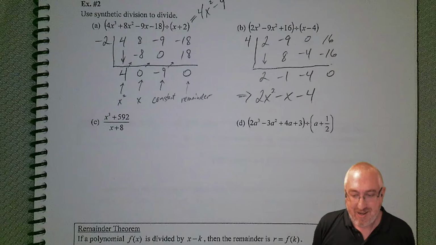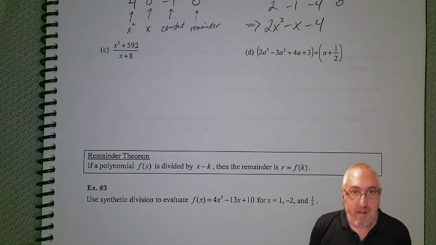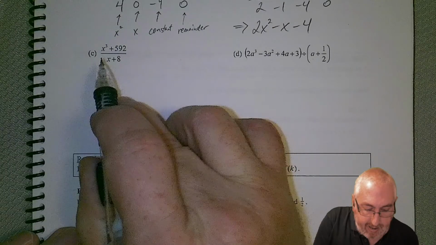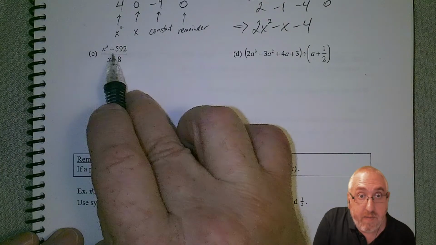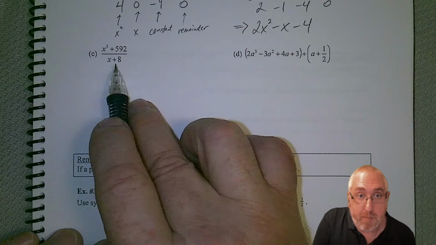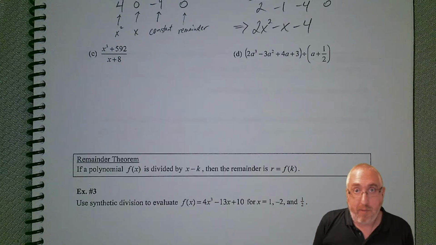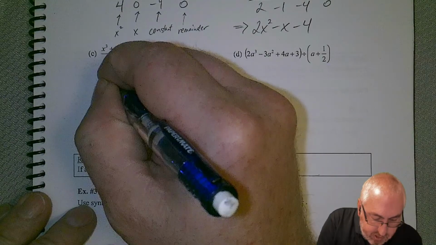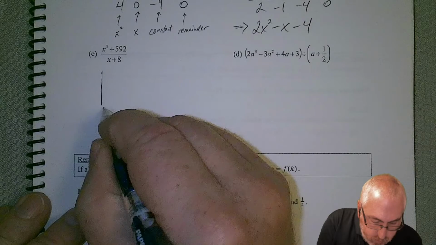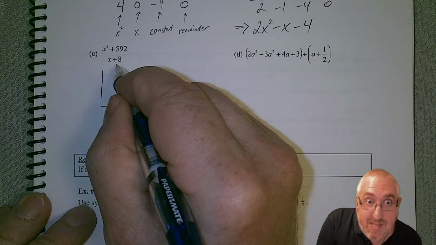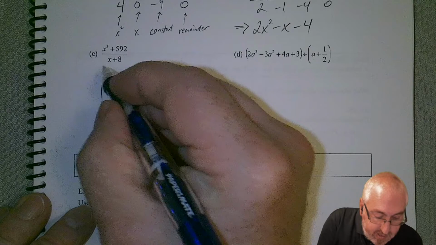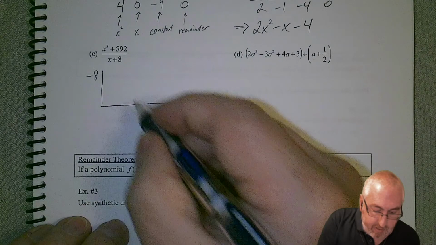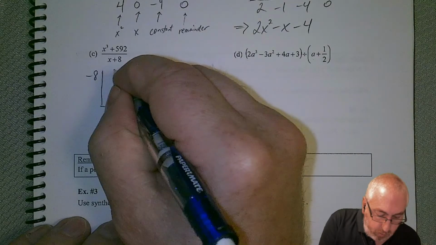All right, let's try 2 more, and then we'll end this video. So we got x cubed plus 592 all over x plus 8. Remember, fractions are another way to write division, so it's still the same thing, just looks a little different. So we got a plus 8 here, so that means k is negative. So -8. X cubed is the highest power, so coefficient of that is 1.